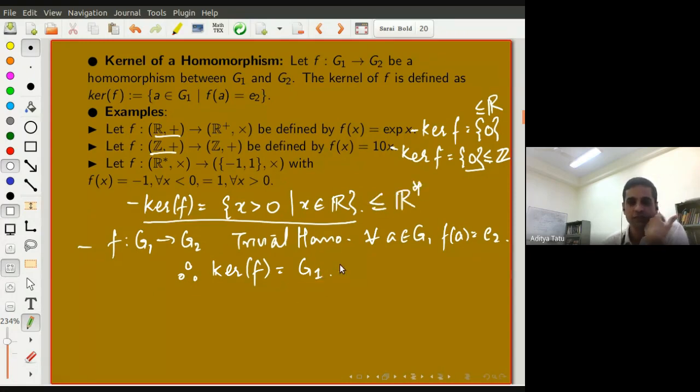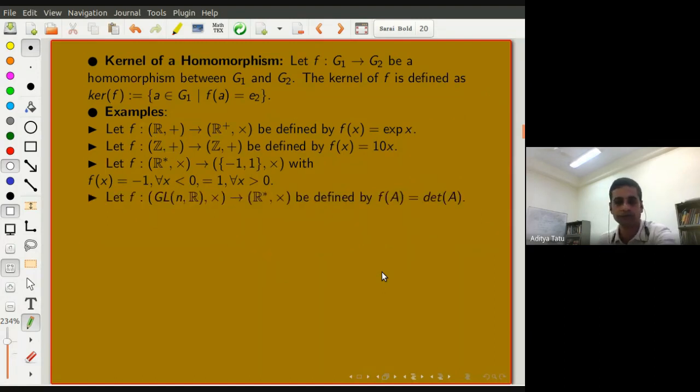And this, of course, by definition, G1 is a subgroup of itself. Right? So, of course, the question here is, for all these examples, the kernel seems to be a subgroup of G1. Is it true in general? Maybe let's look at another example as well, and then move on to the general result. So what is the kernel of F in this case?